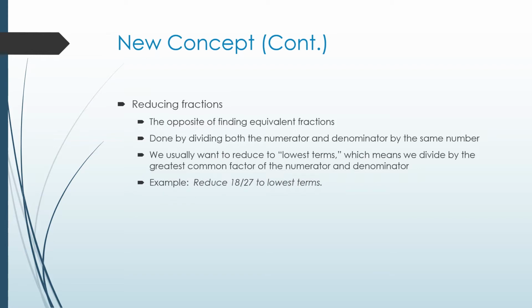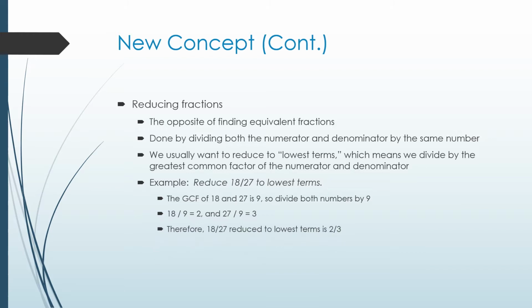So if we were asked to reduce 18/27 to lowest terms, the first step would be to find the greatest common factor of 18 and 27. And that is 9. So I divide numerator and denominator both by 9. 18 divided by 9 is 2. 27 divided by 9 is 3. So 18/27 reduced to lowest terms is 2/3.